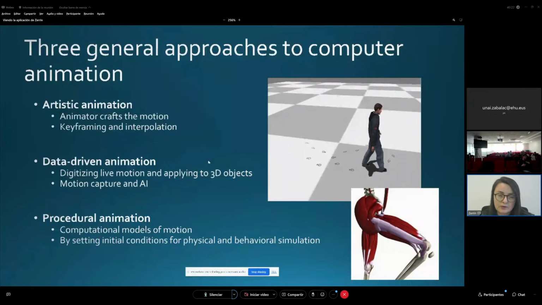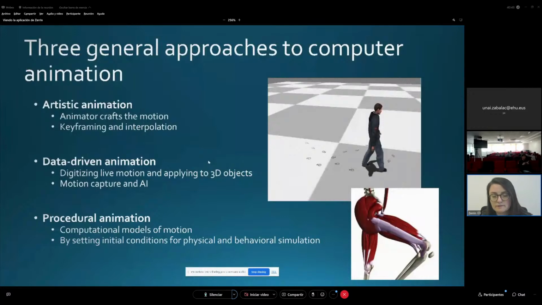On the other hand, now we have a lot of data and motion capture devices, and thanks to AI algorithms, of course, we are able to generate these animations in a data-driven manner, using audio and text as input. In the second part of the talk, I will show some examples of this that we are doing in my group. And finally, we have procedural animation, which are computational models of motion.